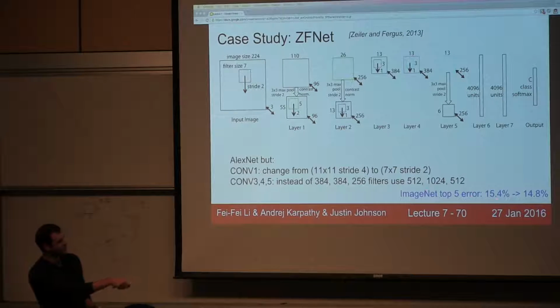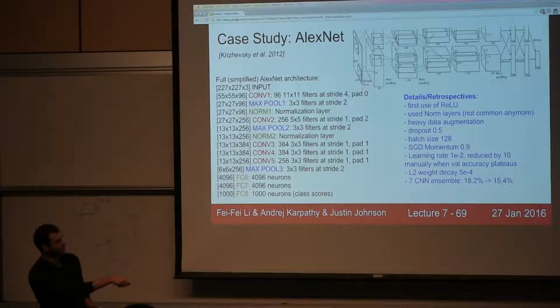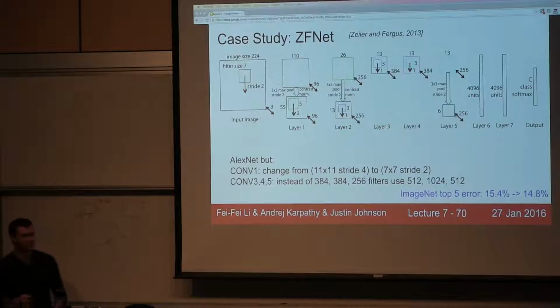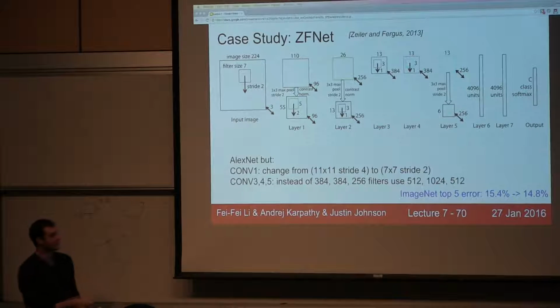Oh, and I should mention the top 5 error went from 15.4% here down to 14.8% with this architecture. And the winner actually, so Matthew Zeiler, after completing this paper where he got 14.8%, he created a company called Clarifai. He worked on this a bit more and he ended up with 11%. So that was the actual submission to the 2013 ImageNet Challenge, which had an 11% error.